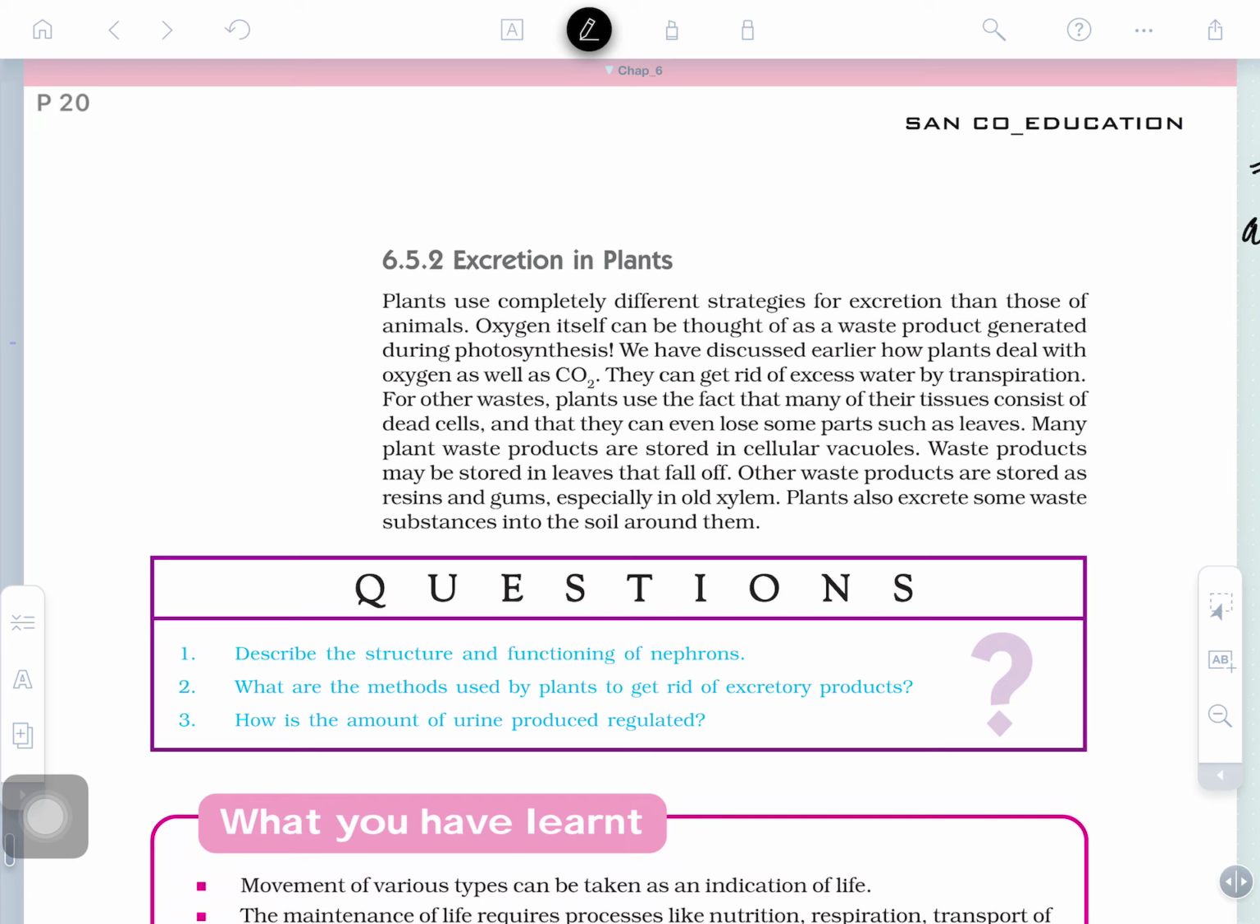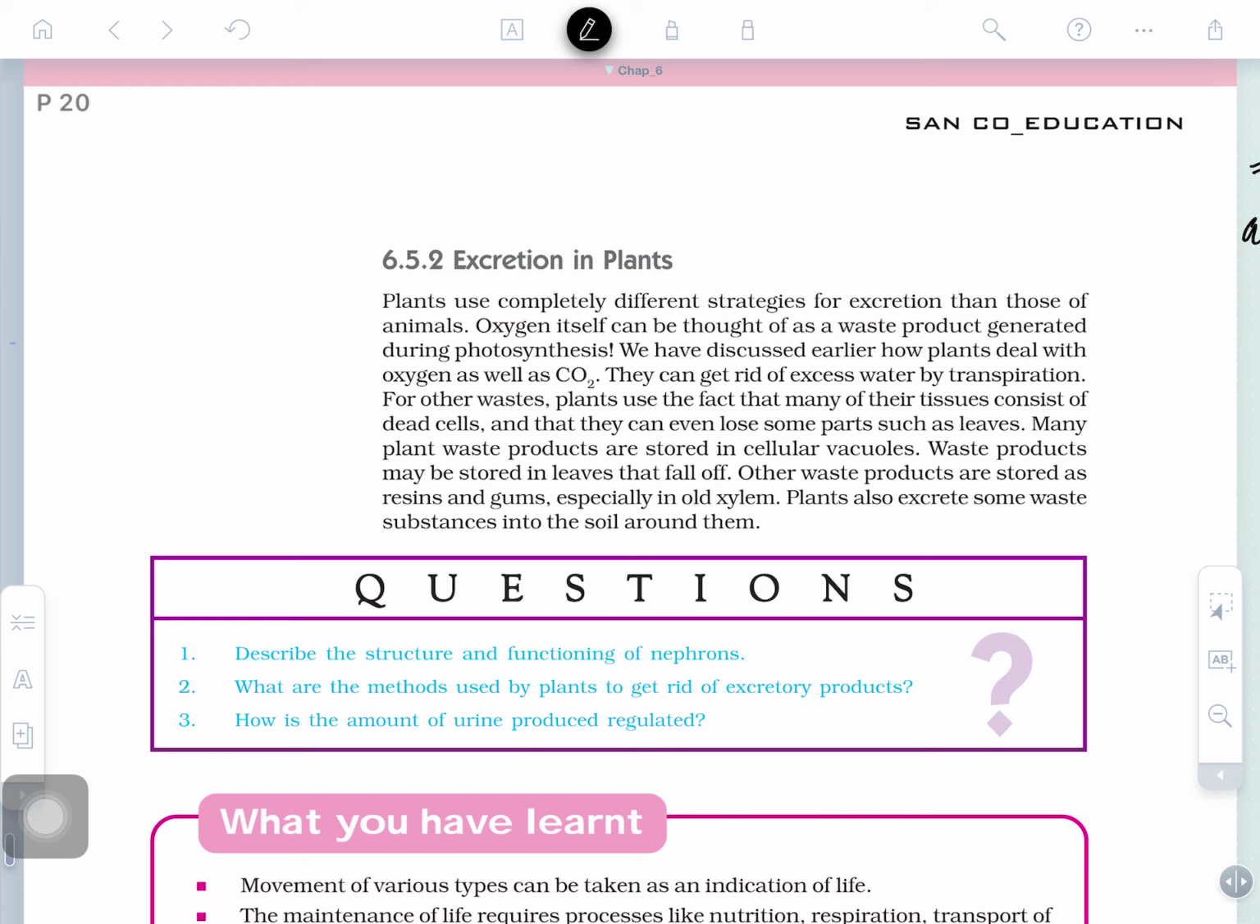For other waste, plants use the fact that many of their tissues consist of dead cells, and that they can even lose some parts such as leaves. Many plant waste products are stored in cellular vacuoles, as I told you in class 9 when we discussed the large vacuolar structures found inside the cells of plants. So waste products may be stored in the leaves that fall off. So we can speak here of fallen leaves, which have some inorganic material inside them.